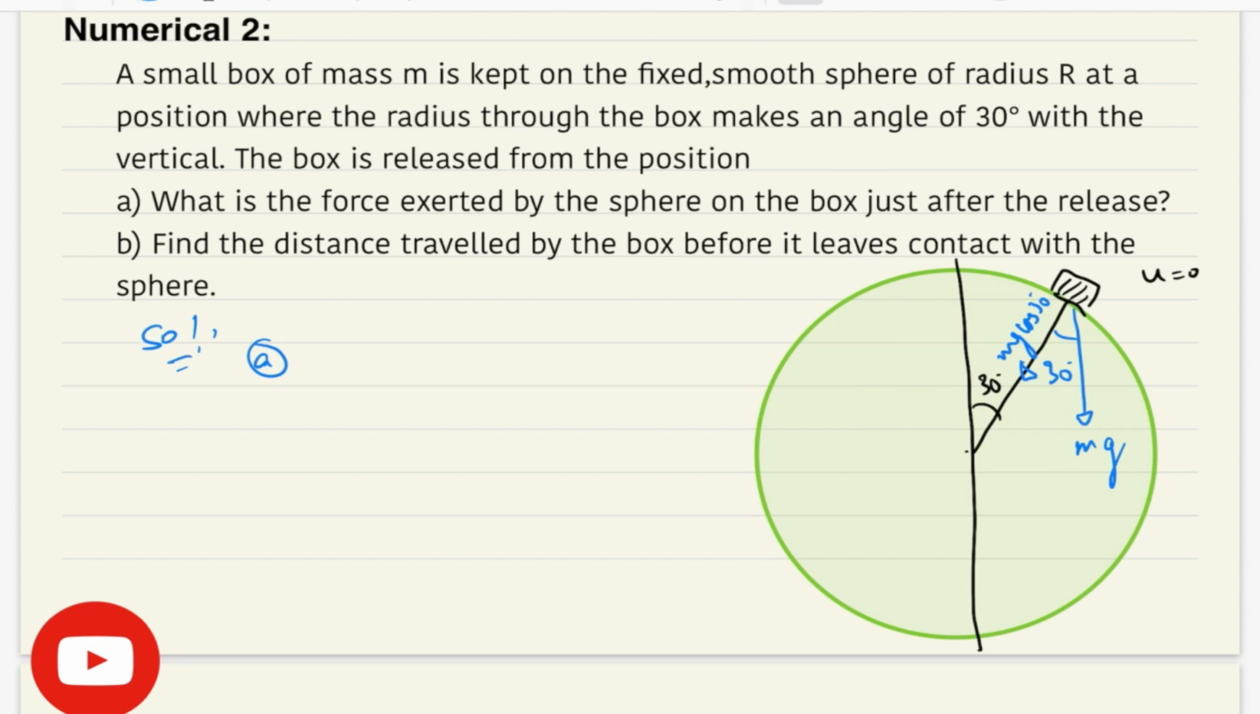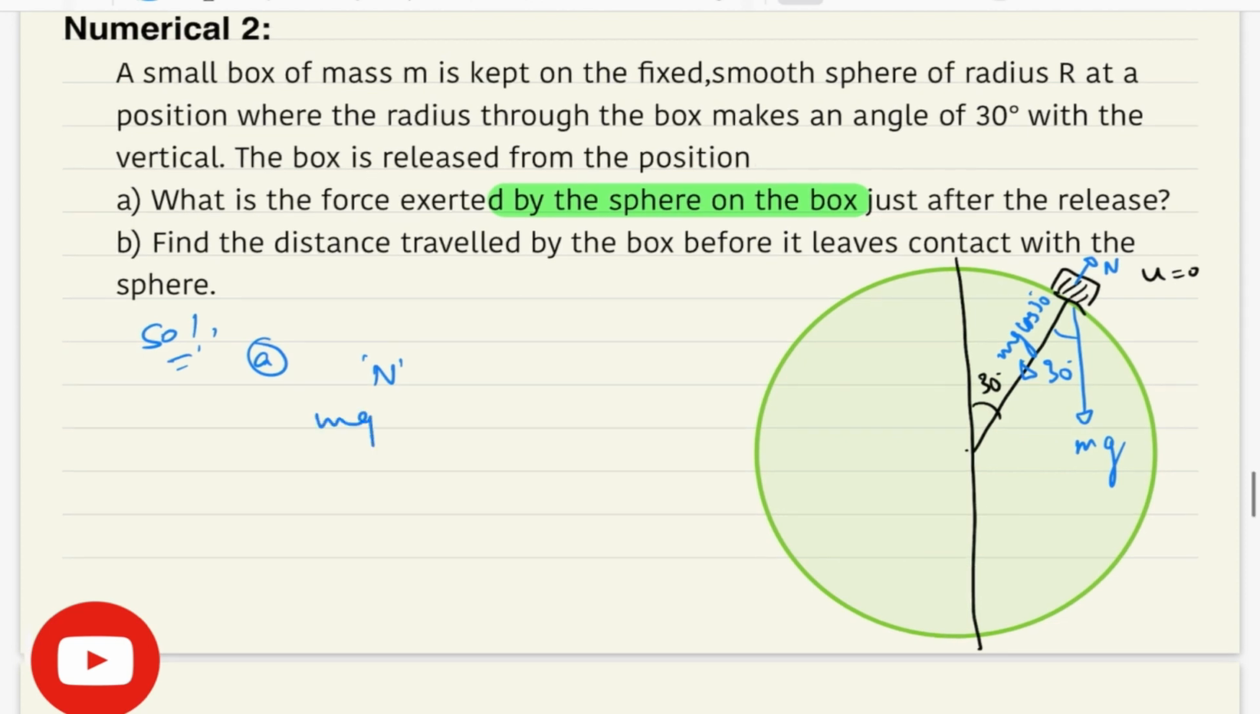So this is mg cos of 30 degrees in this direction and the normal is acting opposite to mg cos of 30 degrees. So n, the normal, is the force exerted by the sphere on the box, which we need to calculate. How can we calculate n? We can write mg cos of 30 degrees equals n. This is very simple. So n equals mg cos of 30 degrees. Cos 30 degrees comes out to be root 3 by 2. So this is our answer for this part.